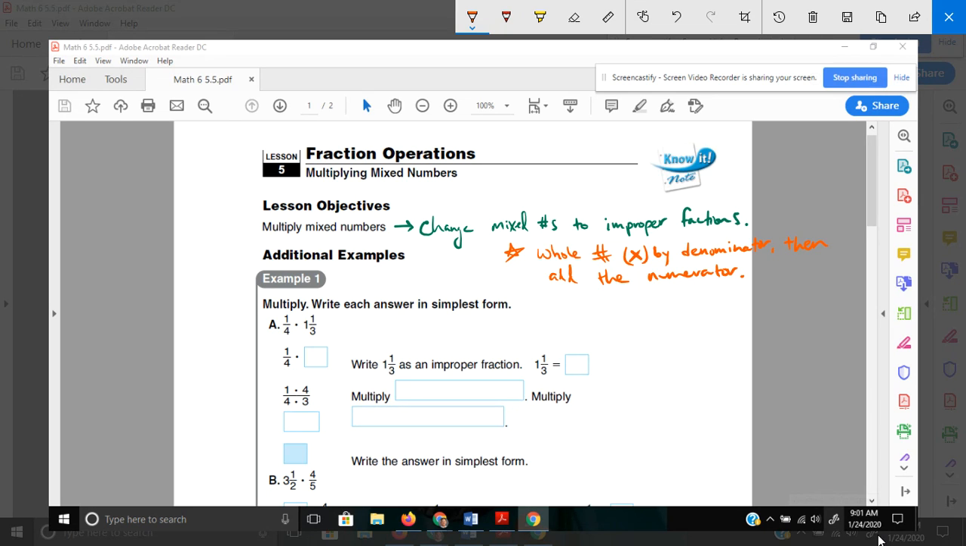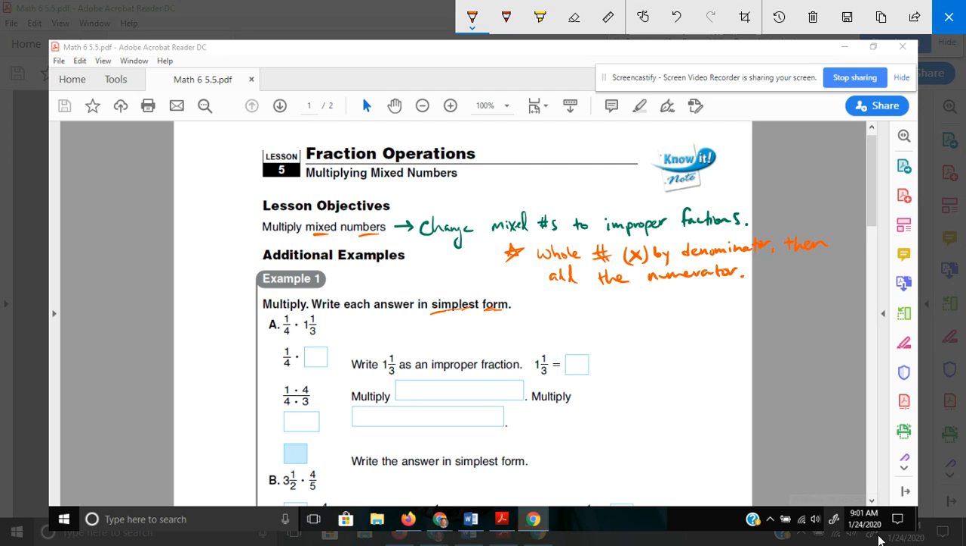Okay, so for this first example, I'll show you how to do that. It says multiply and write each answer in simplest form. Okay, always got to remember that. We have 1/4 times 1 1/3. 1 1/3 is a mixed number because it has a whole number with a fraction. So what we need to do is write 1 1/3 as an improper fraction.